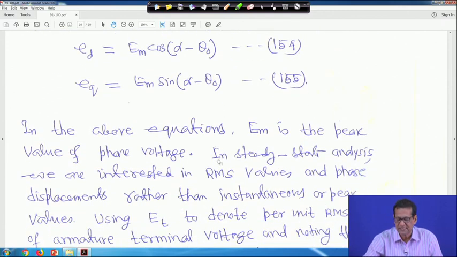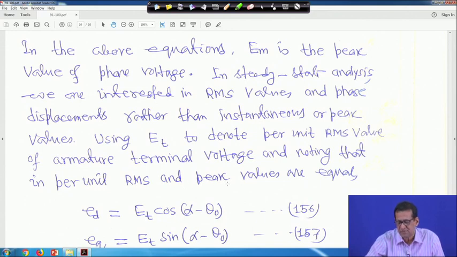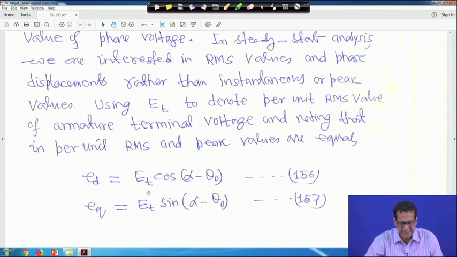So, in the above equation, EM is the peak value of phase voltage, right, and in steady state analysis we are interested in RMS values and phase displacement rather than instantaneous or peak values. Now, using ET to denote the per unit RMS value of armature terminal voltage, and noting that per unit RMS and peak values are equal, because when converting to per unit values, RMS value and peak value will be equal, we can write ED equal to ET cos alpha minus theta 0, this is equation 156, and EQ equal to ET sin alpha minus theta 0, this is equation 157, right.